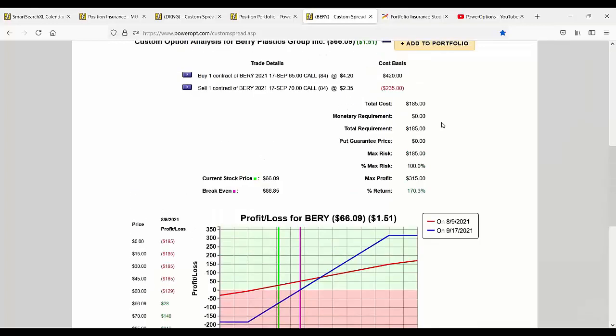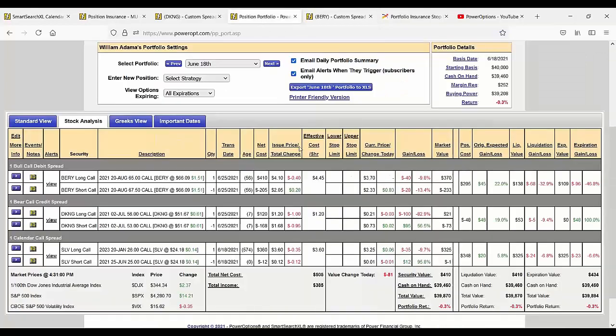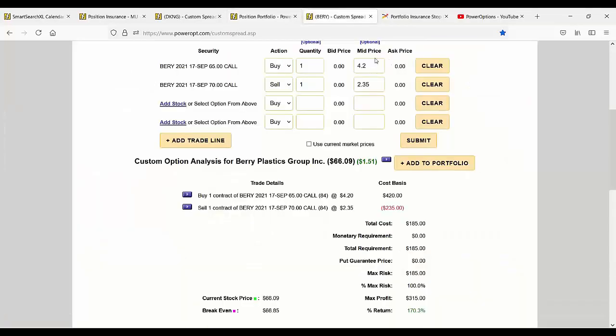That's how I'd use the tools to simulate that. But yes, if you're tracking those in the portfolio, you'll see the new effective cost per share, and that will be reflected in the profit and loss chart as you go forward. But you can just use the profit and loss chart to simulate the roll beforehand, but clear out the legs.